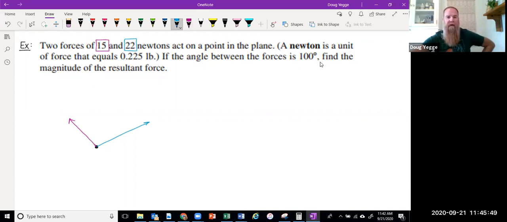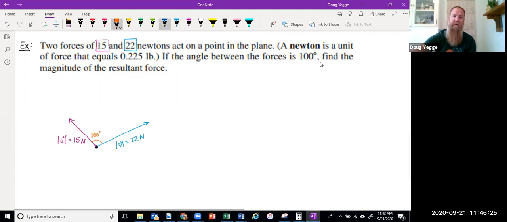So if one of these vectors, let's call this vector u, then we can see that the magnitude of vector u is 15. And over here, this would show that the magnitude of vector v is 22 newtons. Okay, so those are scalars. And lastly, we see that the angle between is going to be 100 degrees. So we want to find the resultant force.